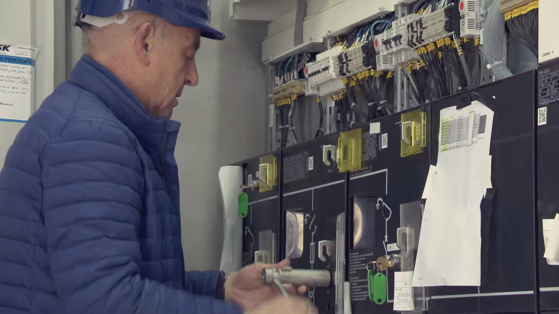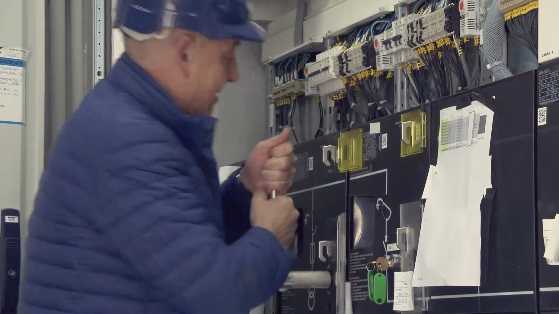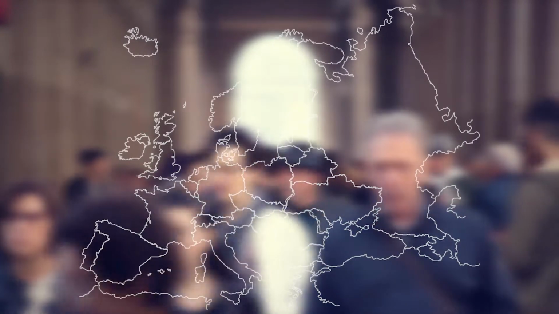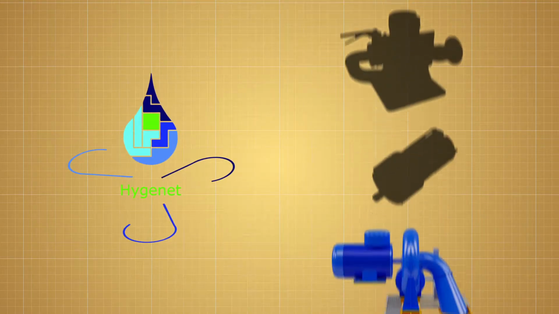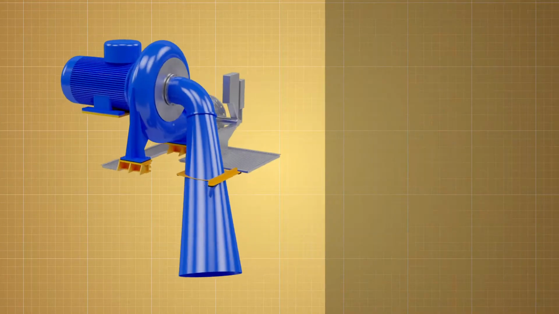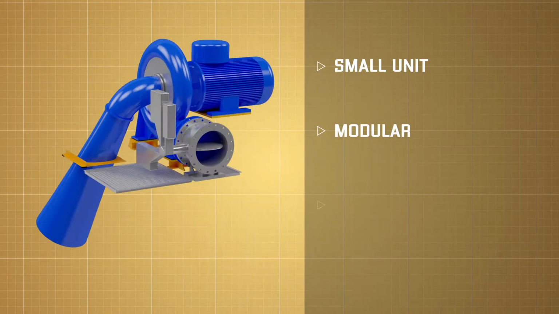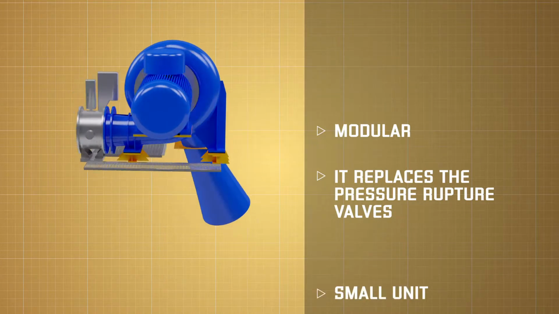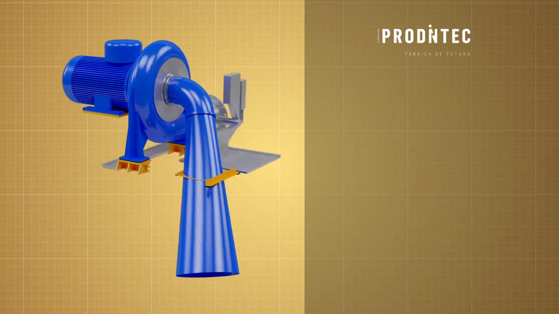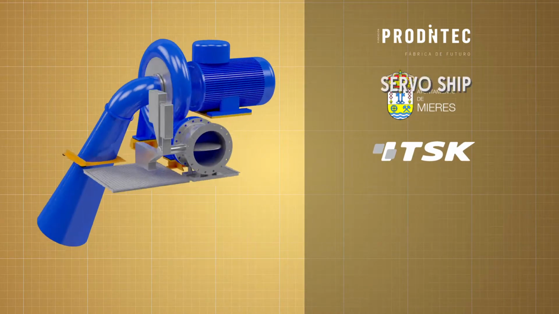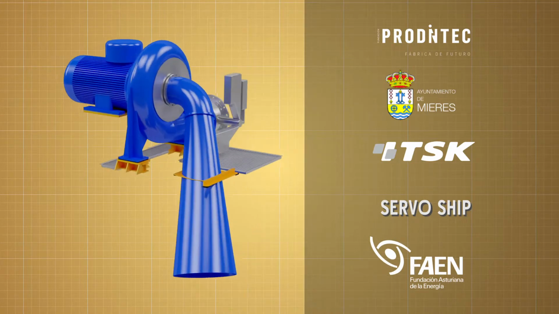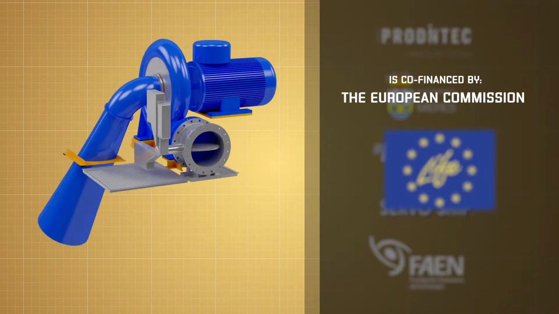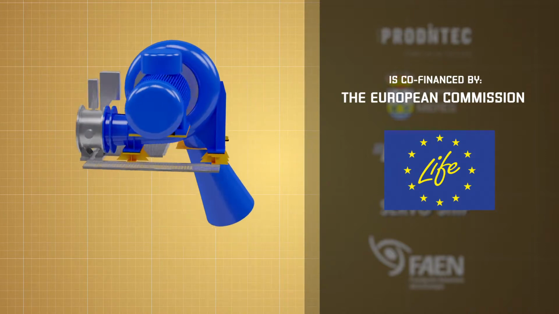There are numerous examples of good practices for the exploitation of existing hydraulic infrastructures, both European and Spanish. One of them is the Hydroelectric project, whose objective is the validation of a unit specifically configured for use in water supply and distribution networks. It is a small, modular unit that is installed in place of pressure valves to generate electricity. It has been developed by a consortium comprising the Prodintec Technological Center, the City of Mieres, the companies Ingeniería de Manutención Asturiana S.A. and Servoship S.L. and the Asturian Energy Foundation. The project is co-financed by the European Commission through the Life Plus program.